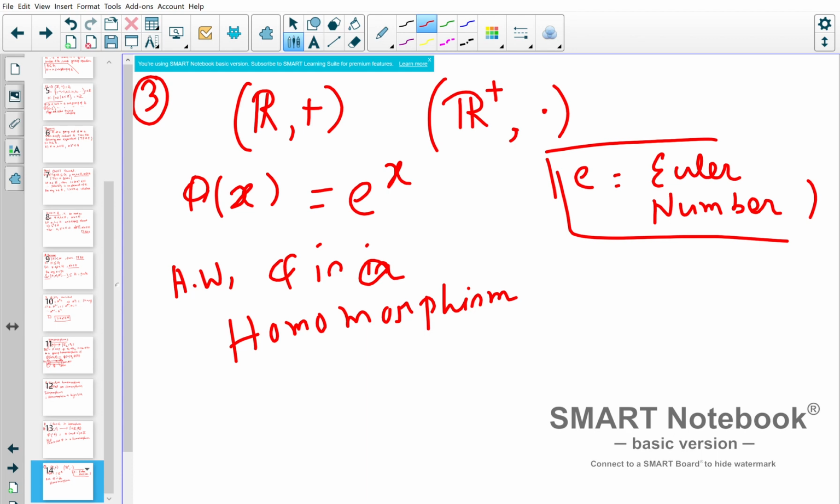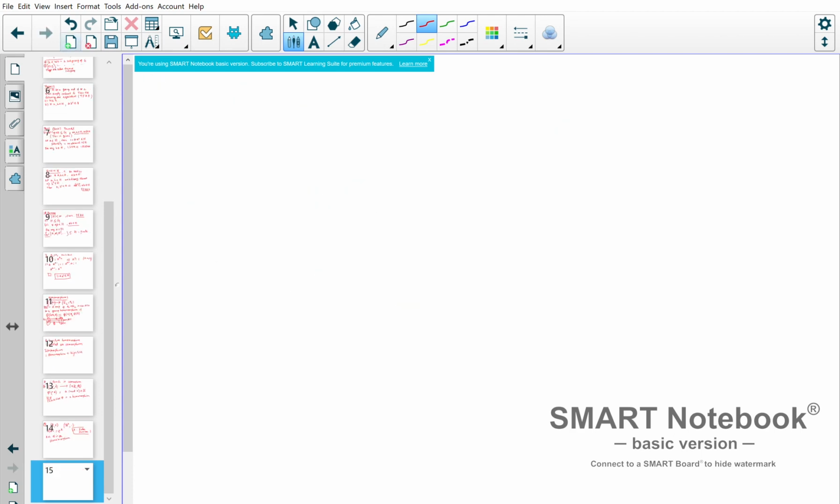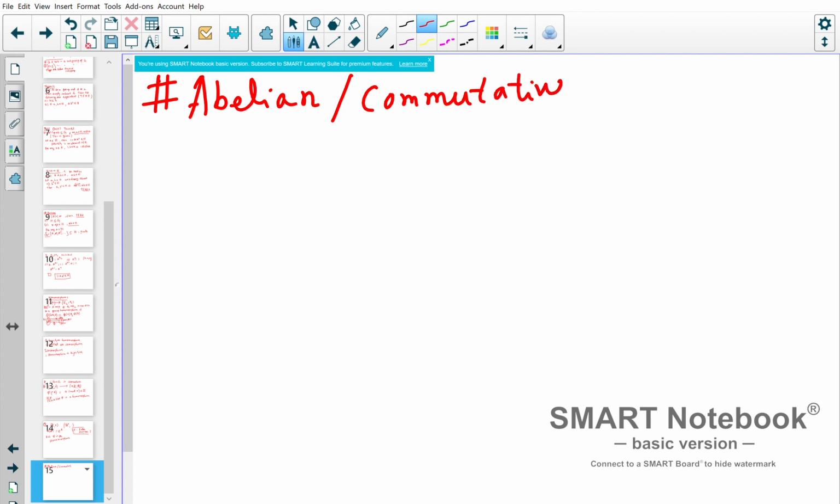So maybe let me define some more properties of groups. One more important kind of group I should define is called an abelian group, or commutative group. This is named after the famous mathematician Henrik Abel.